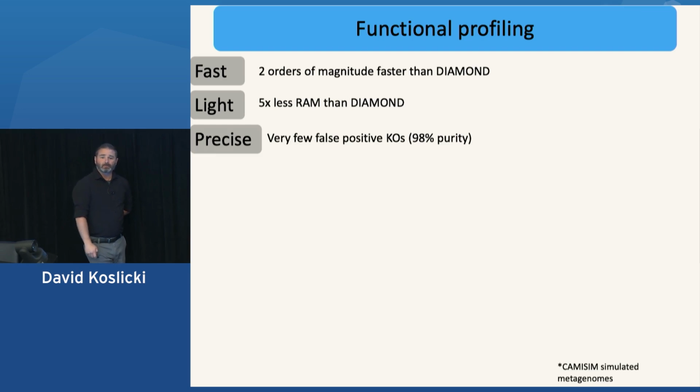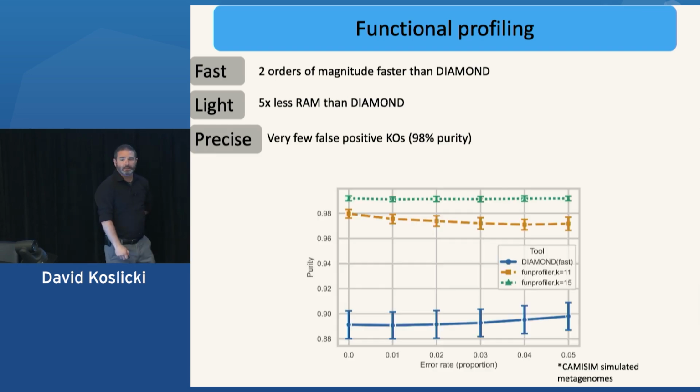Interestingly, it turns out to be very precise, even more precise than Diamond itself. So here, this is all on simulated metagenomes. This is an error rate, my sequencing error rate. This is our purity. And you notice that using a couple of different K sizes, these are amino acid k-mer sizes, the approach of this FMH functional profiler is more precise than Diamond down here.